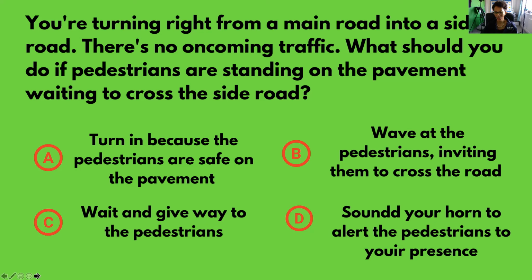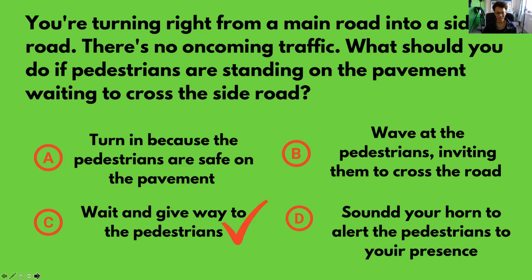B, wave at the pedestrians, inviting them to cross the road. C, wait and give way to the pedestrians. D, sound your horn to alert the pedestrians to your presence. What do you think the right answer is here, based on the new highway code rules? I'll give you a couple of seconds and then I'll reveal the answer.